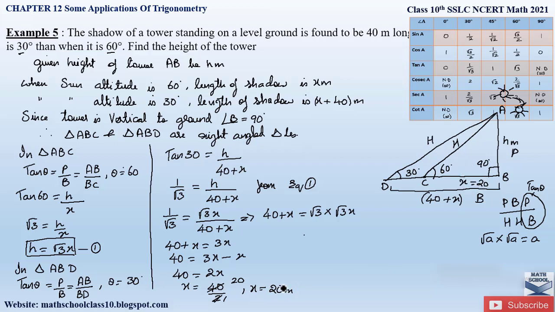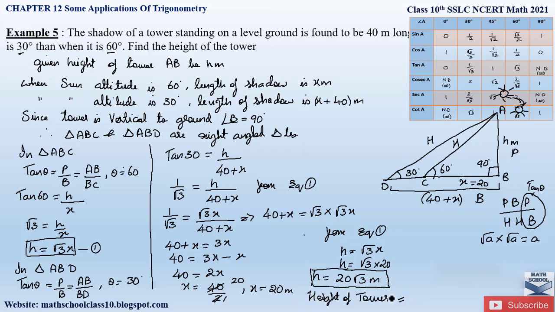Now we found out the value of x, but we had to find out the height of the tower. So from equation 1, we found out the height of the tower to be root 3 into x. So here we will substitute this x value to find the height of the tower. So from equation 1, h is equal to root 3 into x, or h is equal to root 3 into x is 20. Therefore the height of the tower h is equal to 20 root 3 meters. So this is the height of the tower. So this is how we solve this example 5.